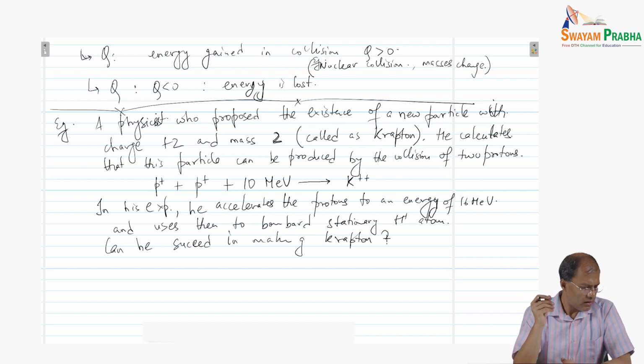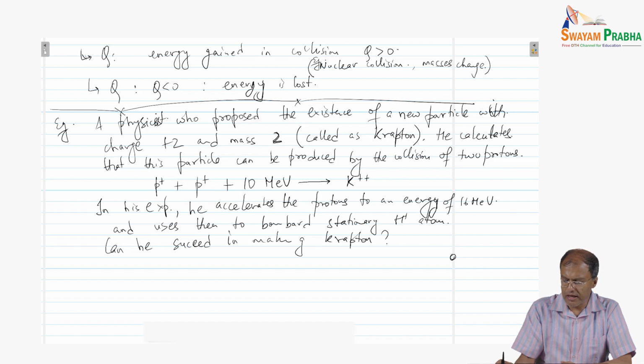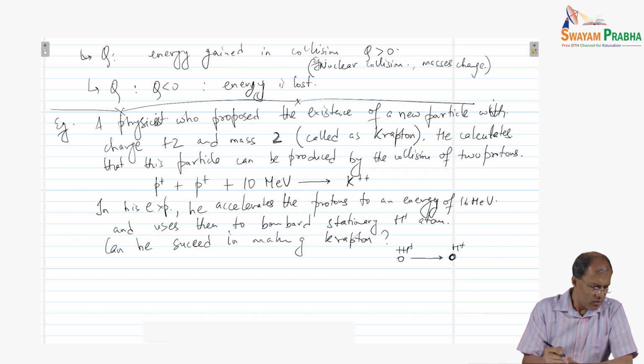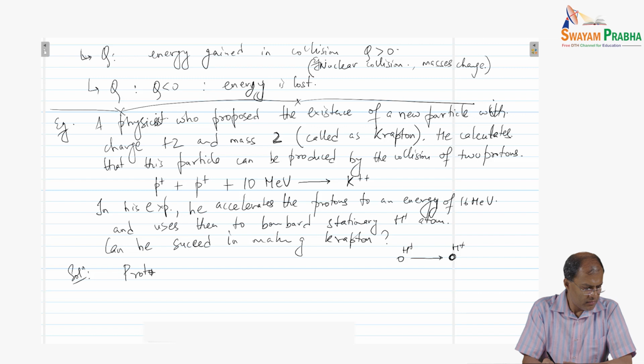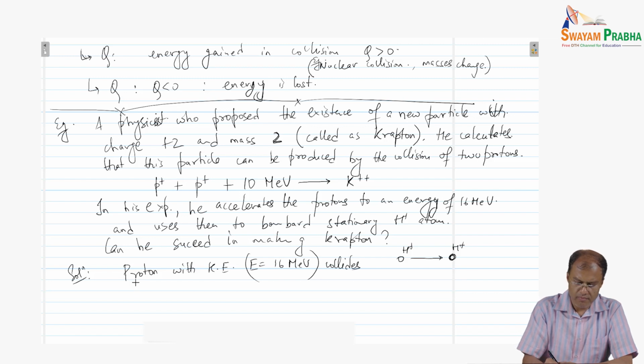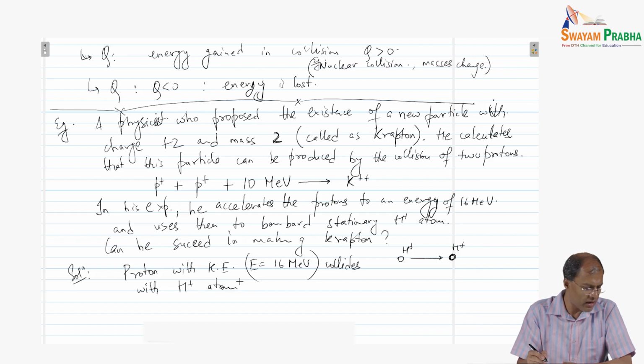Okay, so the setup is that we have a stationary hydrogen atom which is being bombarded with another hydrogen atom, right? So both hydrogen atoms being protons. So one of them is fixed and the other one is moving, right? So it is given that the proton with kinetic energy E, which is 16 million electron volt, collides with hydrogen atom.